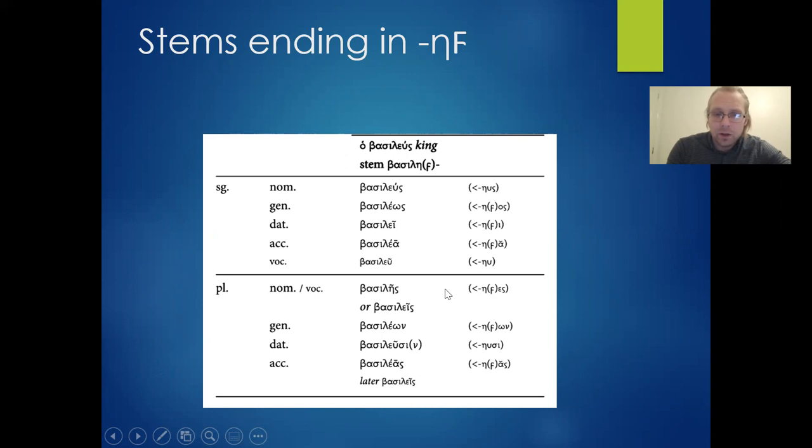And then in the plural, we have in the nominative, Basileis, or the alternative, later form, Basileis. And then in the genitive, we have Basileon, in the dative, Basileusin, and in the accusative, Basileas, and then also this later alternative Basileis, which is identical with this Basileis. So this earlier form you find usually in Homeric Greek, for instance, and then in classical Greek you generally find this later alternative form. And then of course the vocatives in the plural are again identical with the nominative.